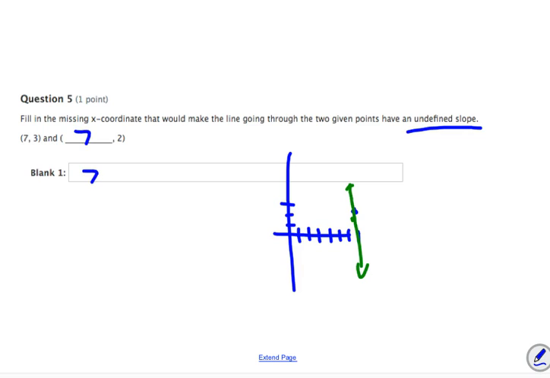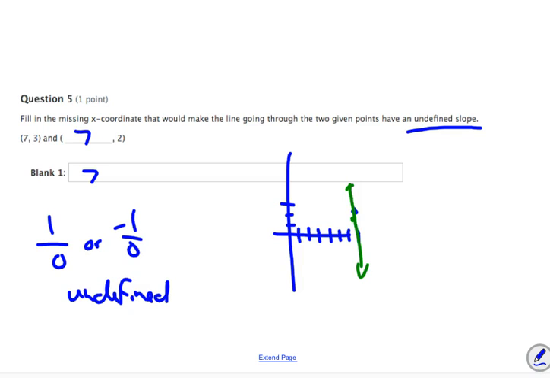Vertical lines have undefined slope. If I told you to find this slope, you'd end up with either 1 over 0 or -1 over 0, in which case both are undefined. Never leave 1 over 0 or -1 over 0. Tell me it's undefined, or it does not exist.